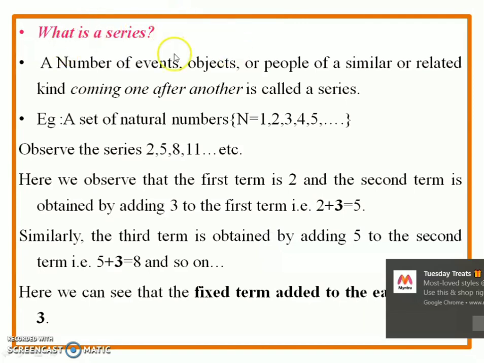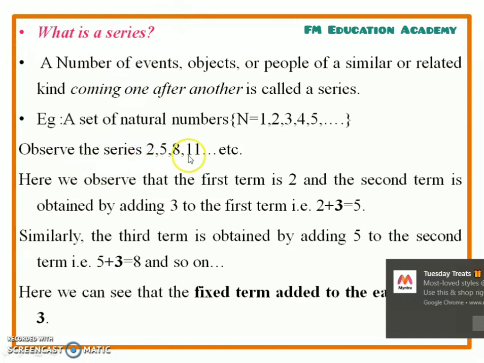What is a series? A number of events, objects, or people of a similar or related kind coming one after another is called a series. Example, a set of natural numbers, n equals 1, 2, 3, 4, 5. We know that after 1, 2 comes, after 2, 3 comes, and after 3, 4 comes. That is, these are a set of occurring events, and all these make a series. So this is an example of a series.